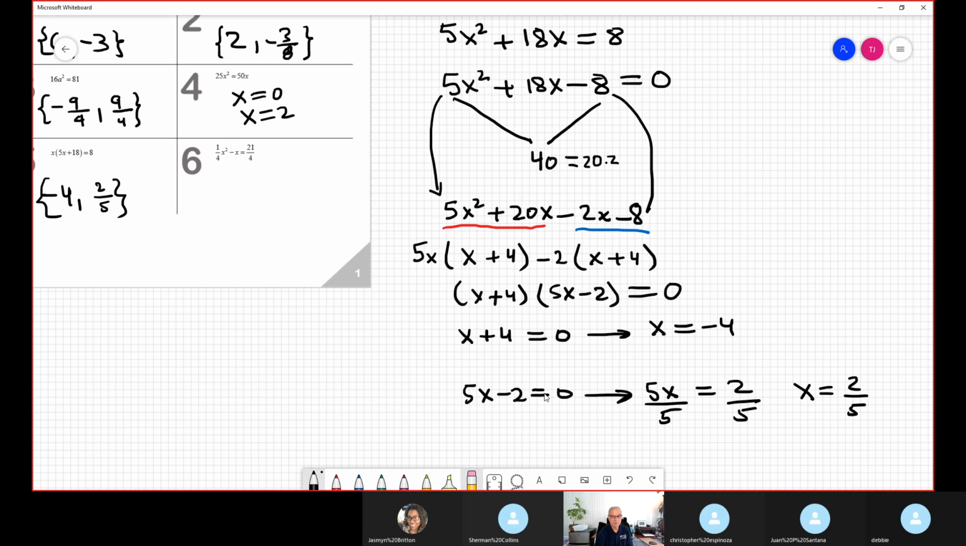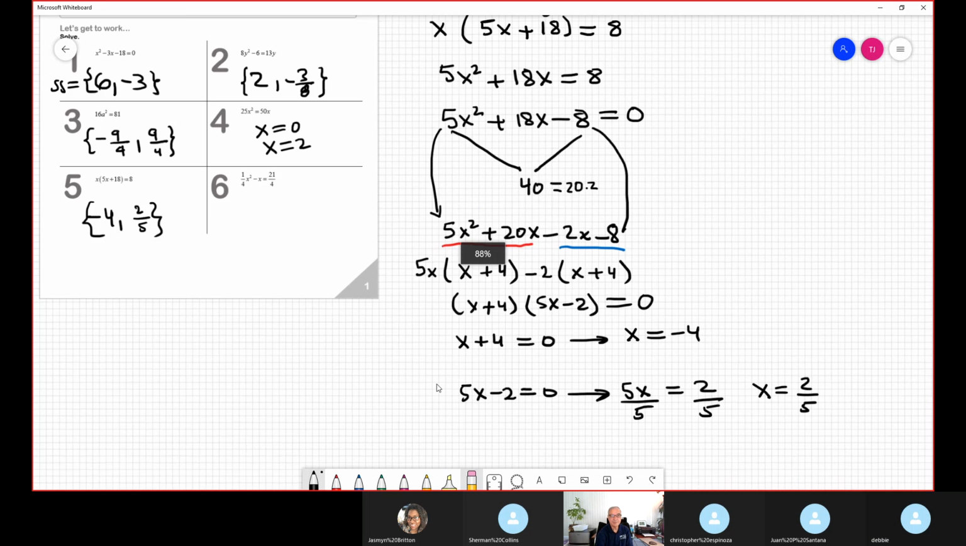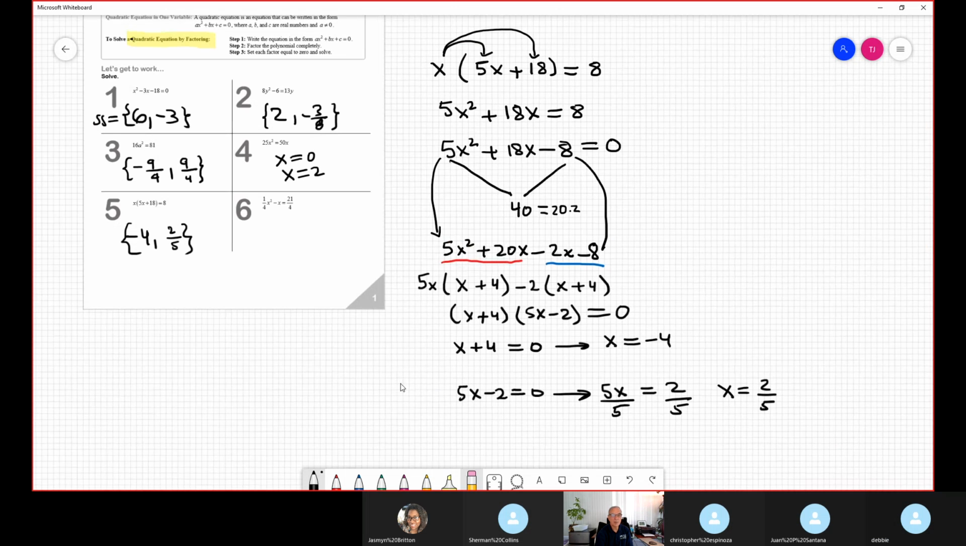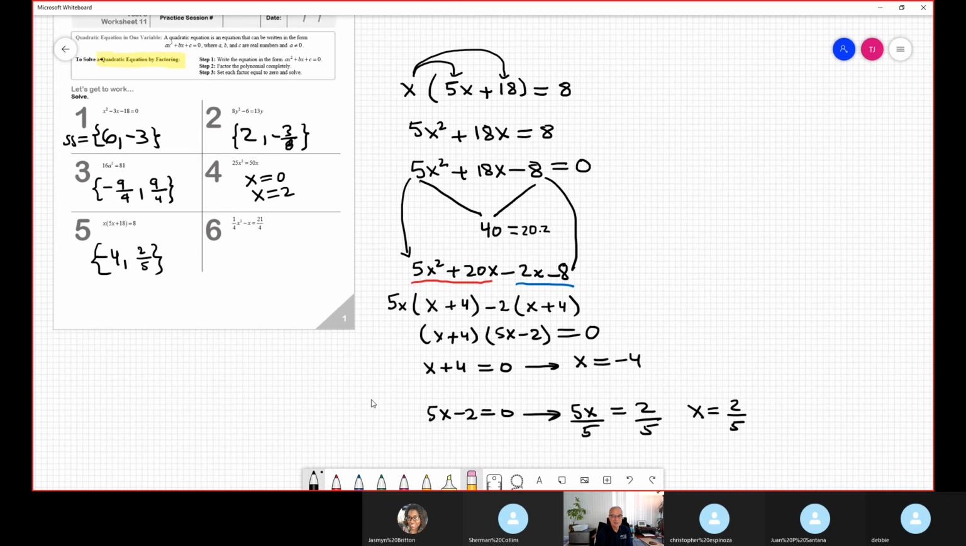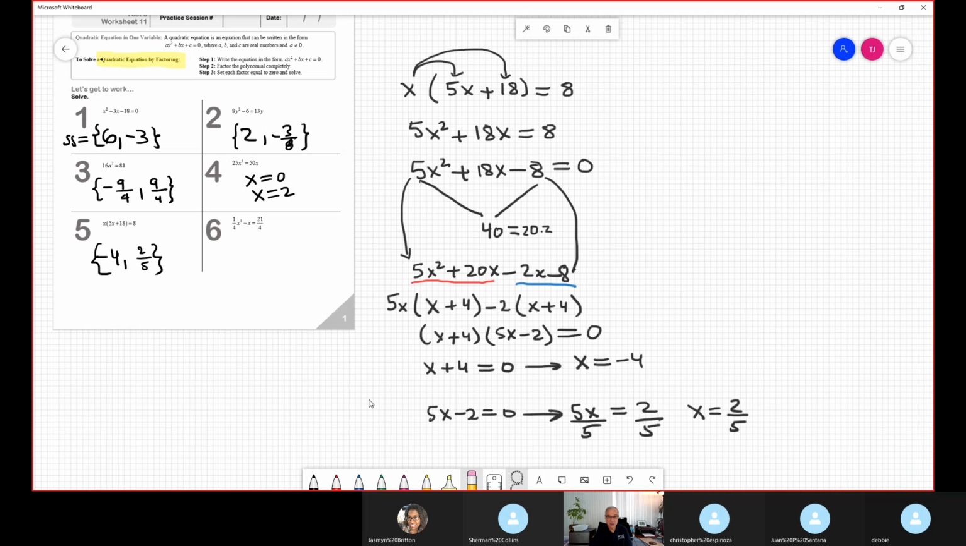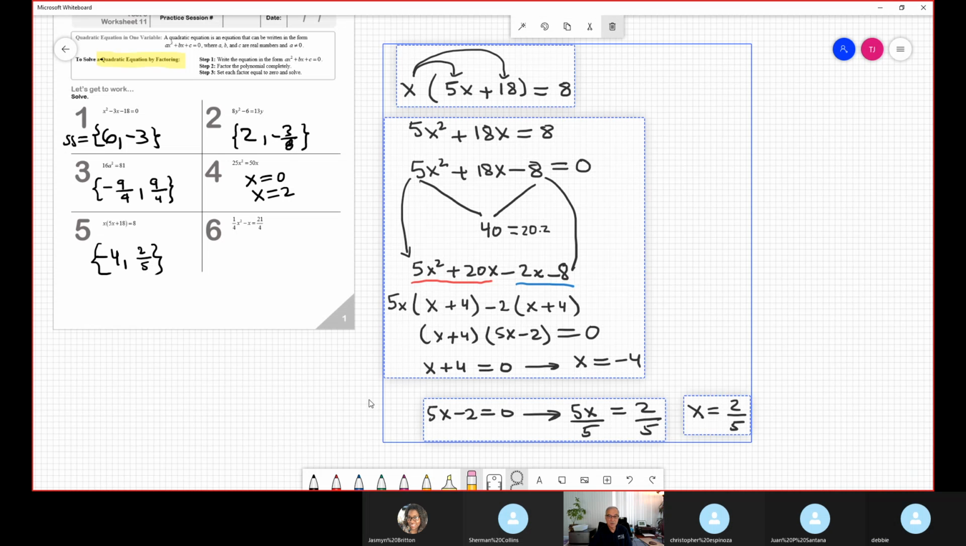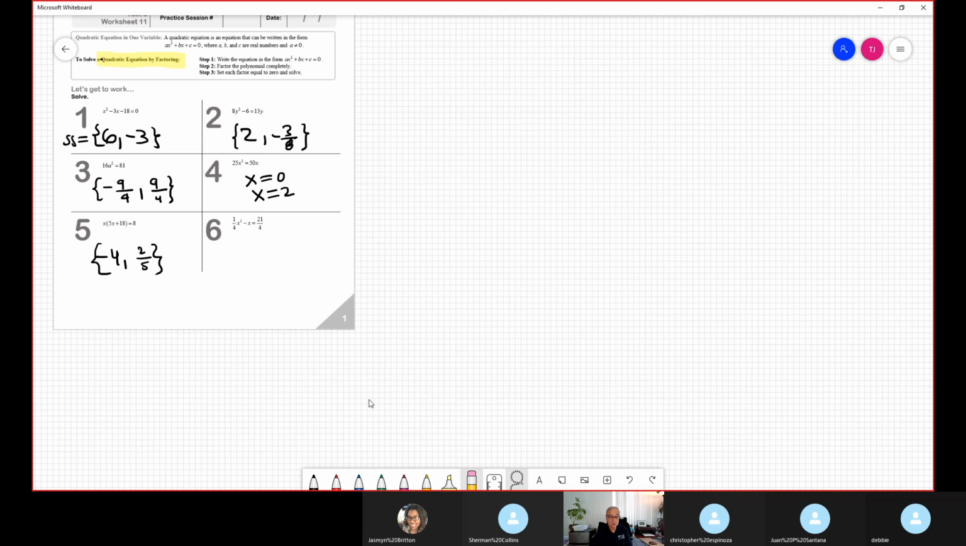Okay, not bad. And remember, guys: remove parentheses, organize the equation in standard form, and focus on the trinomial or binomial, depending on the problem, on the left-hand side. Do your factorization, separate into linear equations, and that's it.